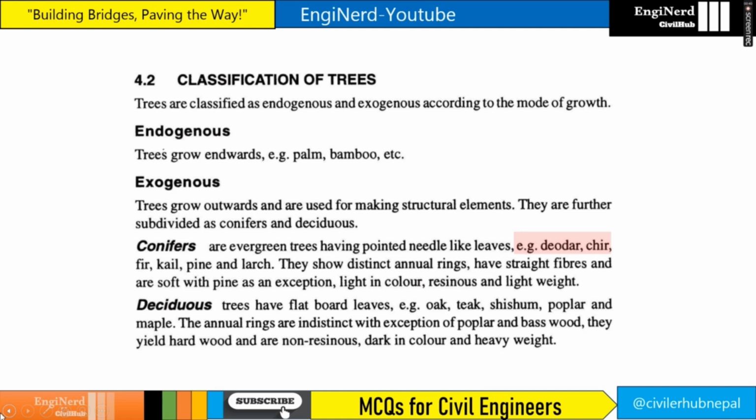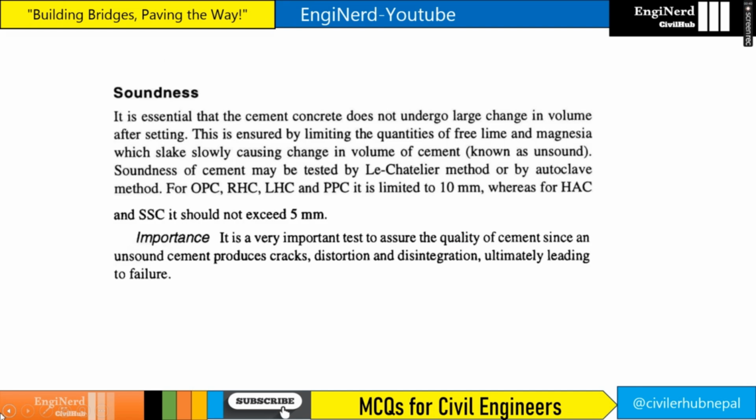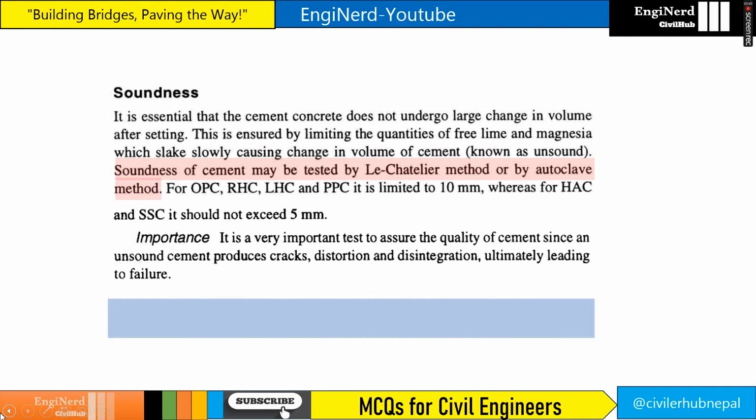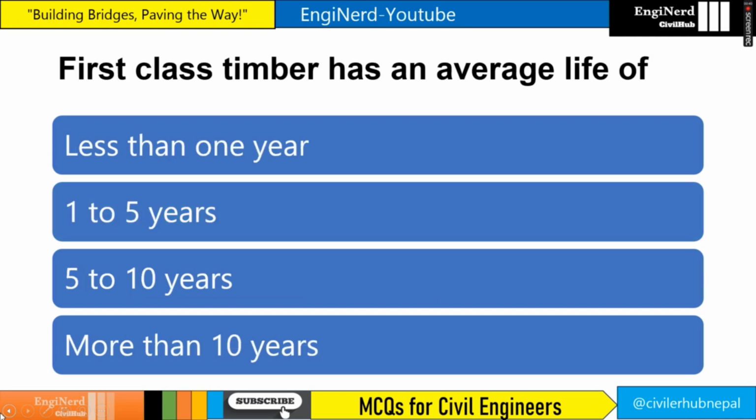So if you see here, deodar, chir, pine are conifers and they yield softwood, whereas sesame is a deciduous and they yield hardwood. So our answer will be sesame. Soundness of cement is tested by, so if you see here, soundness of cement may be tested by Le Chatelier or by autoclave method, right? So what you need to remember in this method is Le Chatelier method gives unsoundness due to free lime only. So our answer is Le Chatelier apparatus.